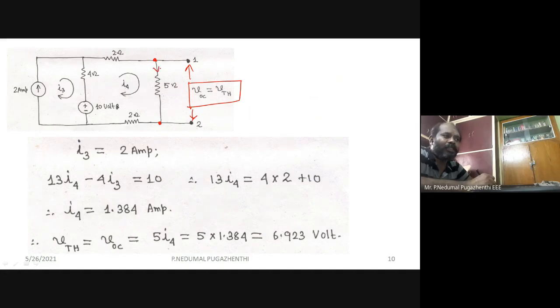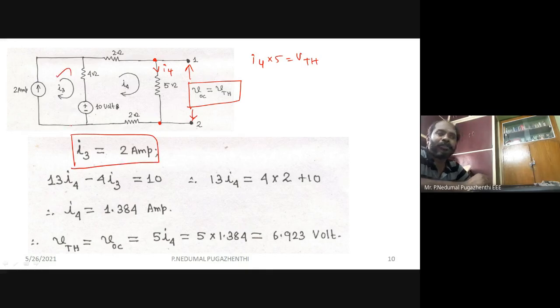The current passing through this, that is I4 named here, I4 into 5 will give me VThevenin. So I will try to write the equation based on that. I can write it like I3 is equal to 2 amperes from the first mesh.